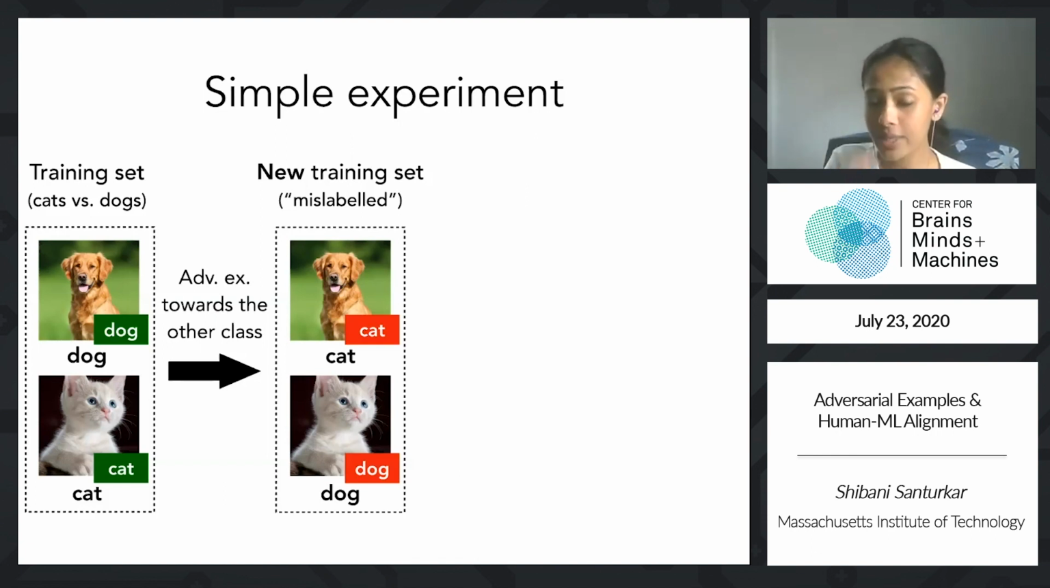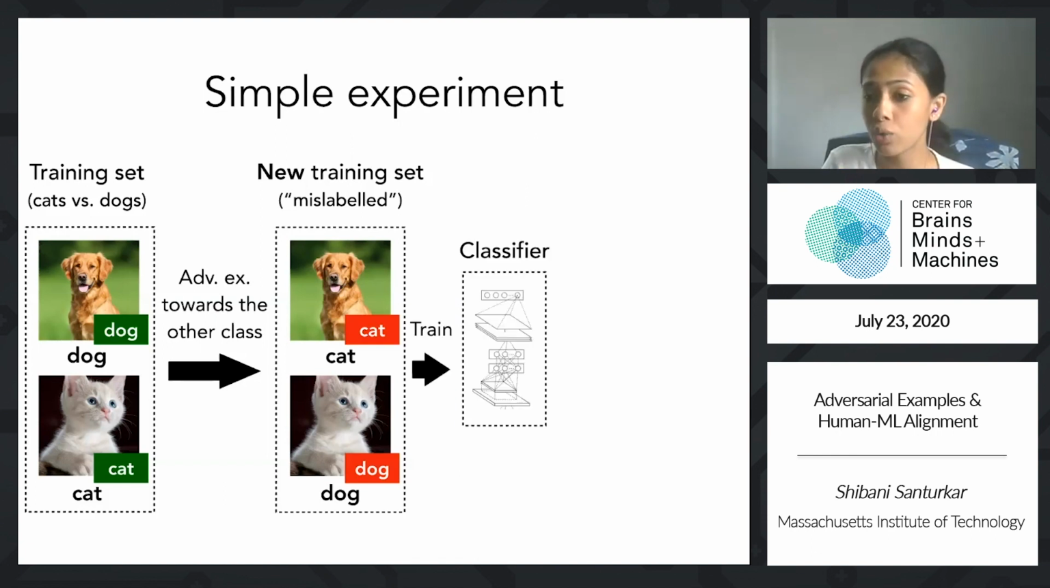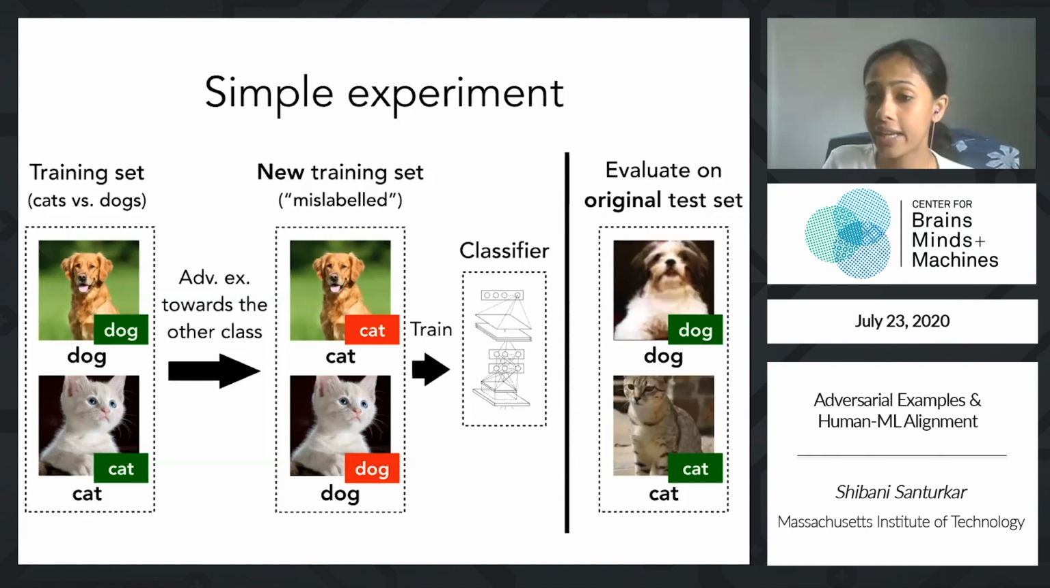And I'm going to train a completely new machine learning classifier on this. It need not even have the same architecture as the original one. It's just a completely fresh model, and I'm going to train it only on this new training set. Then I'm going to evaluate it on the original test set. In the original test set, remember that every dog is labeled as dog and every cat is labeled as cat, as we would expect. So what do you think would happen here?